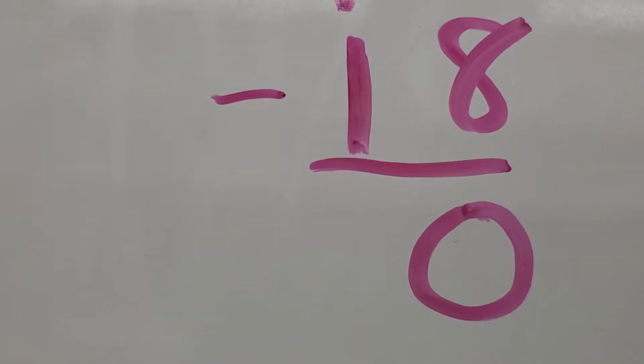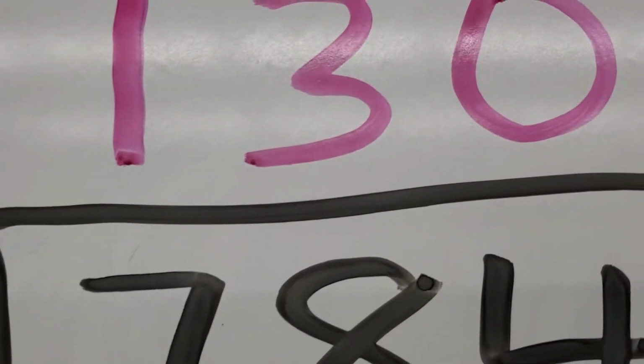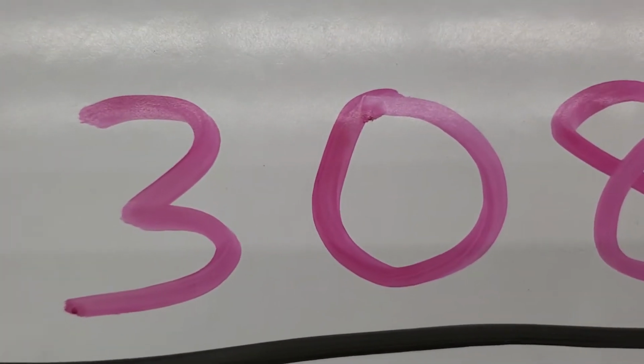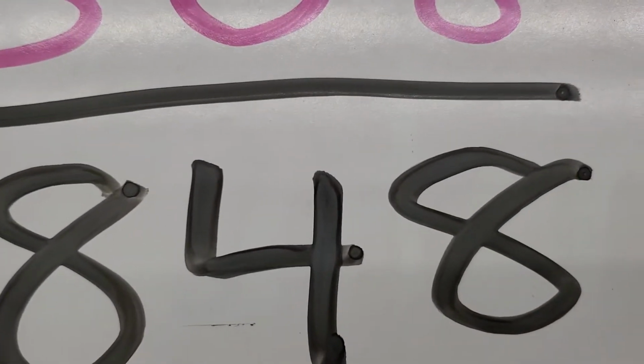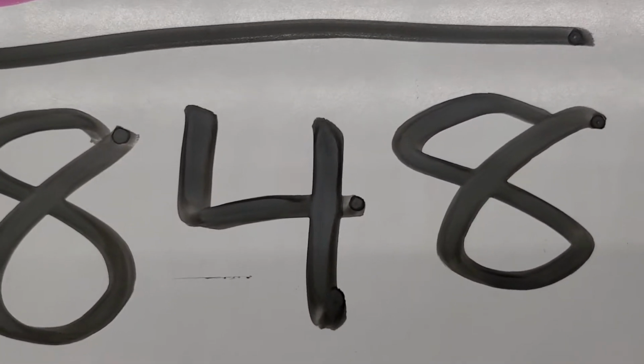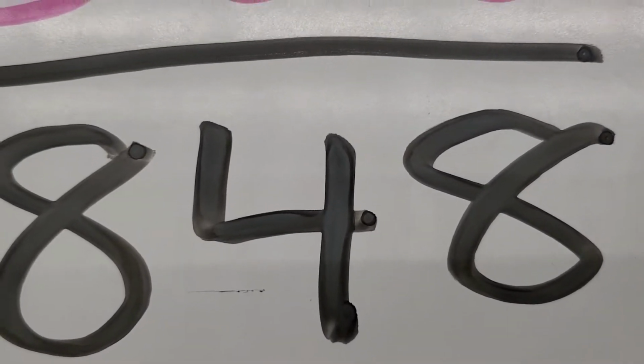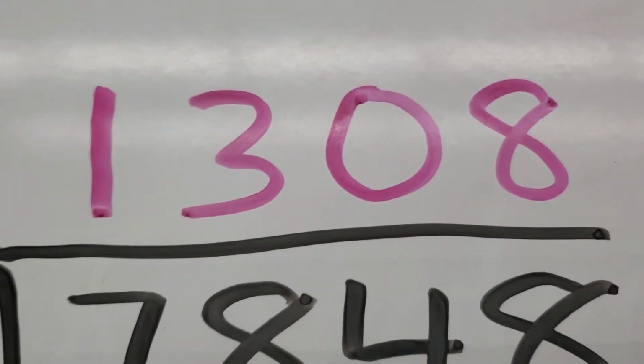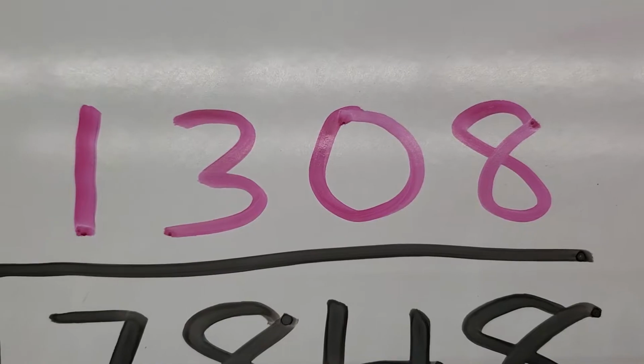6 is going to go into 0 0 times, and 6 goes into 4 0 times. Now we're left with 48. So how many times does 6 go into 48? We know it goes 8 times. So we have 1,308.